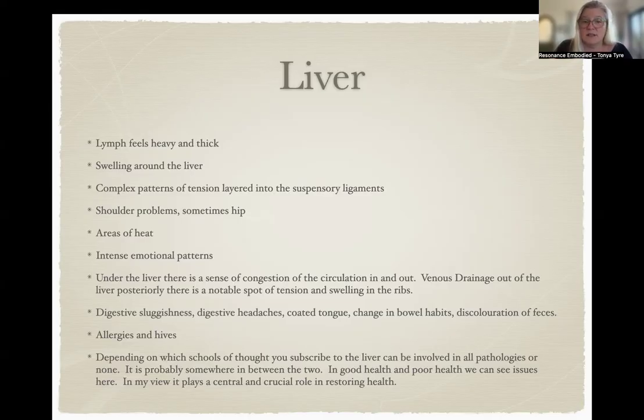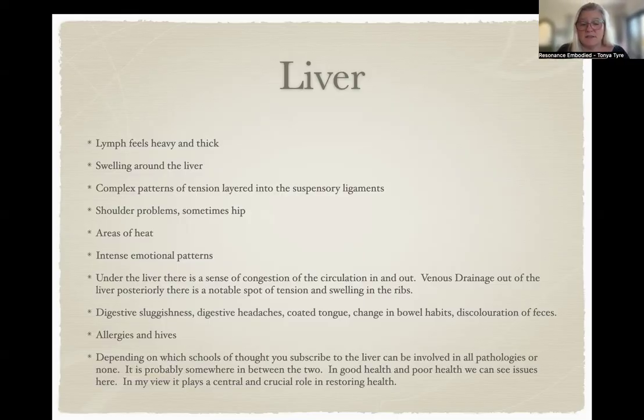Another thing we're going to see in the liver when it's stressed is areas of heat. We might see really intense emotional patterns present in the person who's dealing with liver issues. Think of it as like, sometimes when it comes to emotions, we can regulate our emotions to a point, and then it's just really hard to do that. So think about it in terms of that. Some of the emotional patterns really become clear when there's more stress on a system and more stress on the liver in particular.